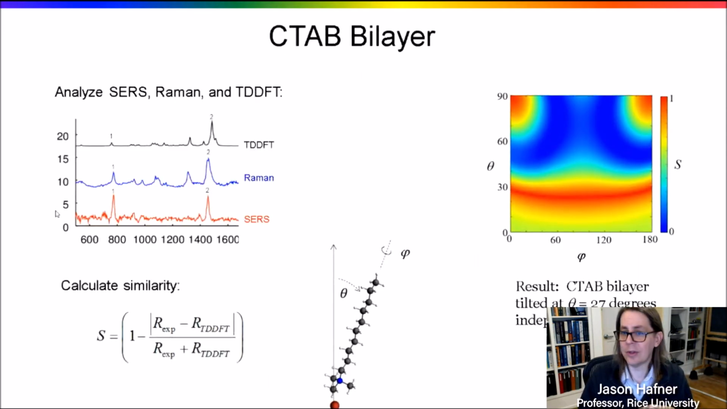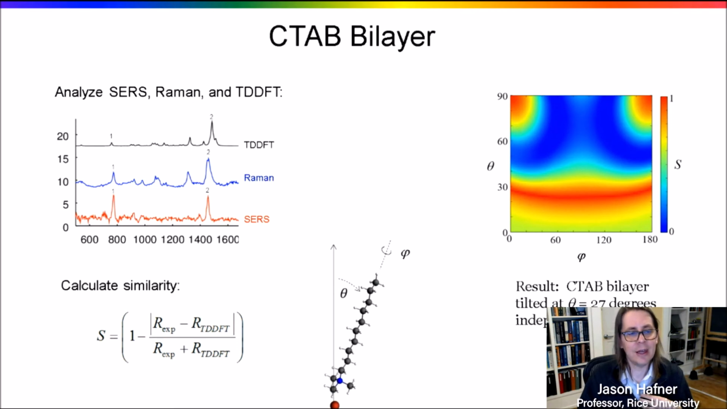So I told you about the CTAB bilayer we did. I sort of showed that in the how SABERS works part, and I guess I'm kind of repeating it here. But in the end, we got 27 degrees for the tilt of that layer. And if you look at what other people think, they get about 27 degrees.